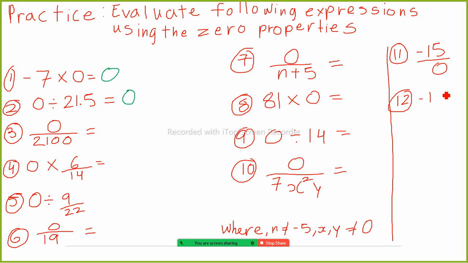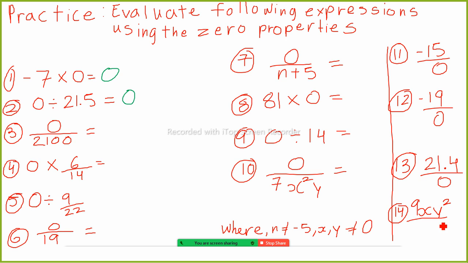Negative 19 divided by 0. And what happens when we have 21.4 divided by 0? Wait, one more. Let's say 14. What happens when we have x y to the power of 2? 9 divided by 0. Okay, I think we're good now. So 0 divided by that is definitely 0.